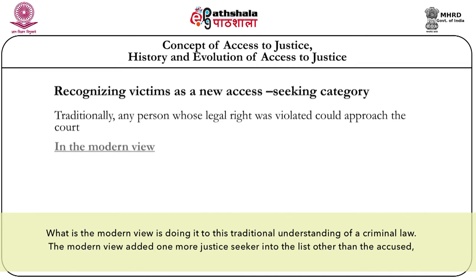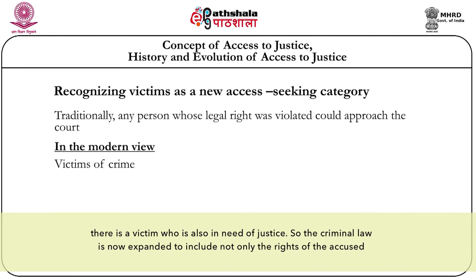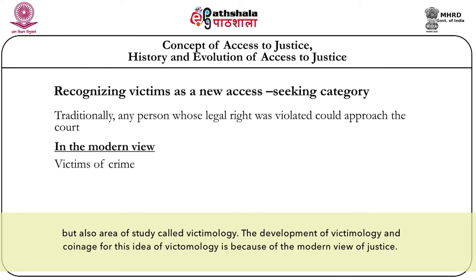What is the modern view doing to this traditional understanding of criminal law? The modern view added one more justice seeker into the list. Other than the accused, there is a victim who is also in need of justice. So, criminal law has now expanded to include not only the rights of the accused, but also an area of study called victimology. The development of victimology, and the coinage of this idea, is because of the modern view of justice.